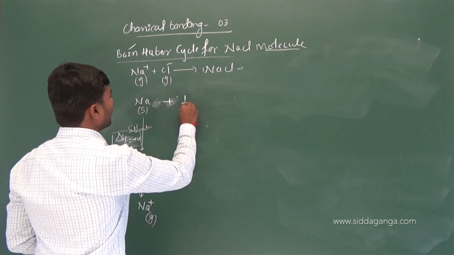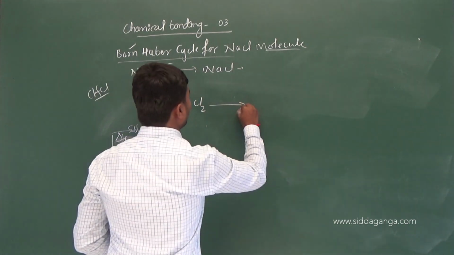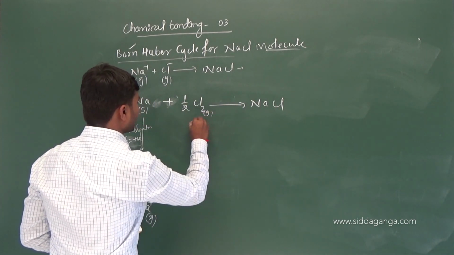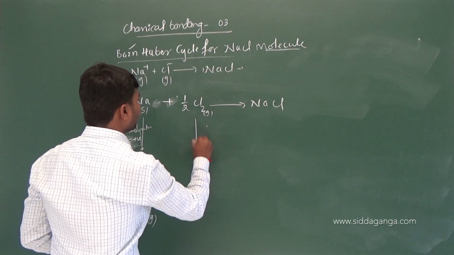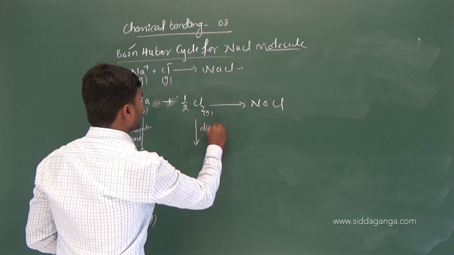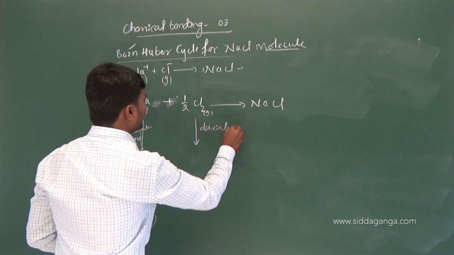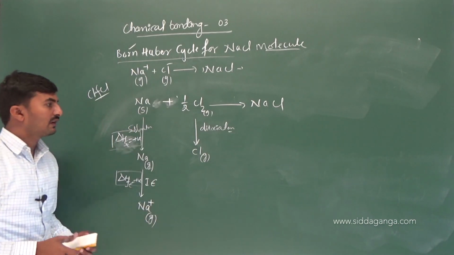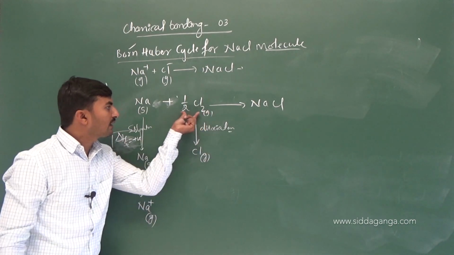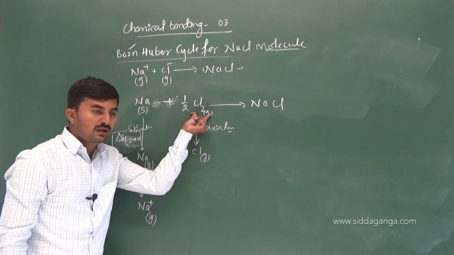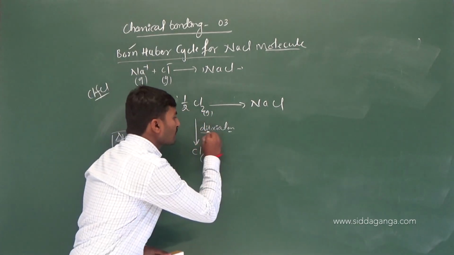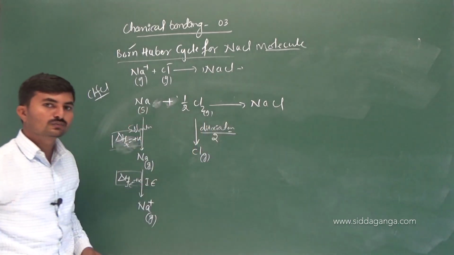Na plus half Cl2, we are going to get NaCl in a gaseous state. We call this dissociation of bond, dissociation. Here it is converted into gaseous cation, but here we have taken half moles of Cl. From half mole to 1 mole we have converted. That is why this dissociation energy is divided by 2.